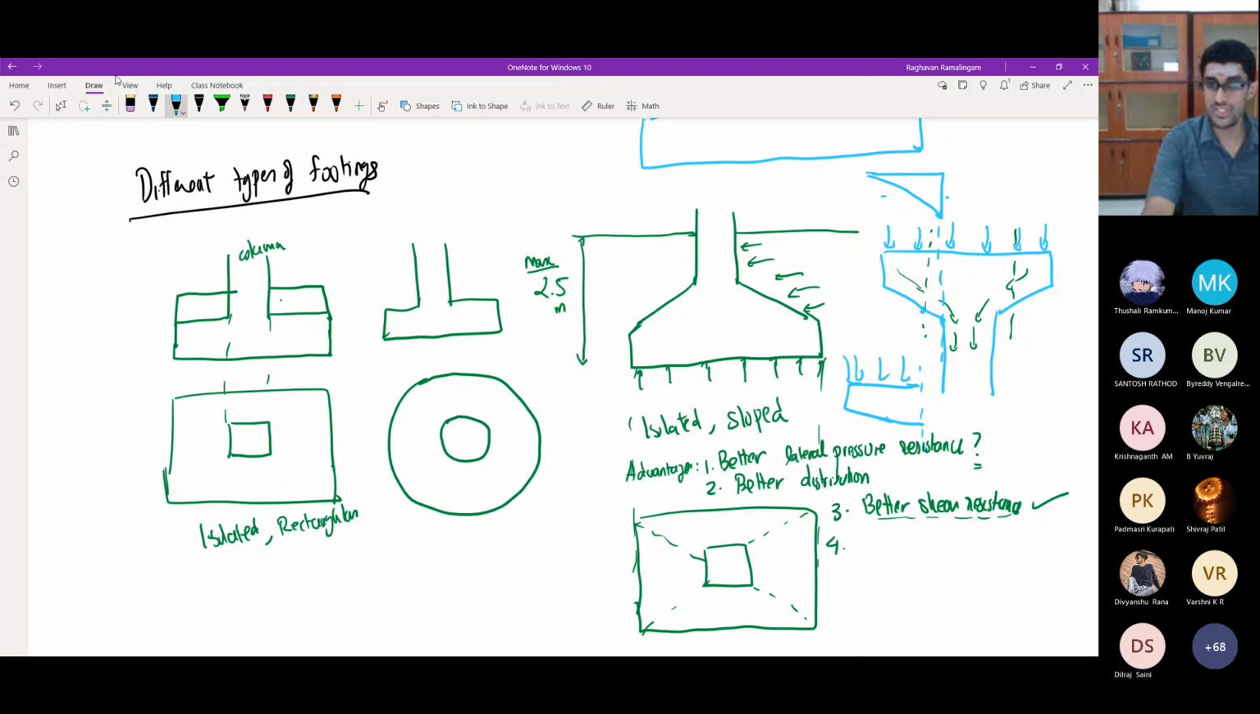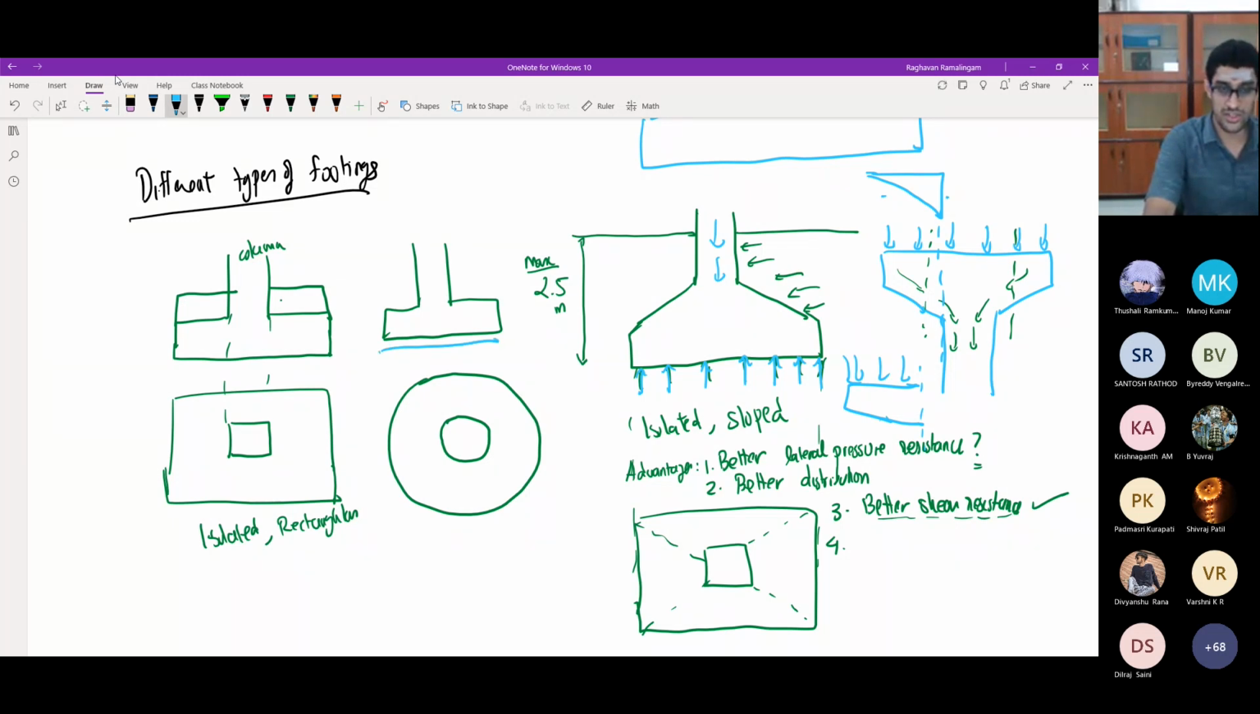Okay, so basically there's a load applied from the column and it will be transferred to the soil. The soil resists the load or the pressure which is coming from the column. So the pressure from the soil will always act upward on the footing, and therefore you will have some moment on the base of the footing. On an isolated footing, you will always have a moment distribution like this.